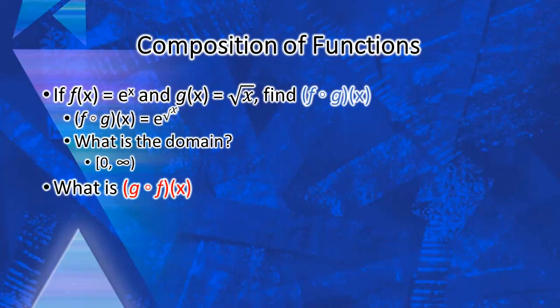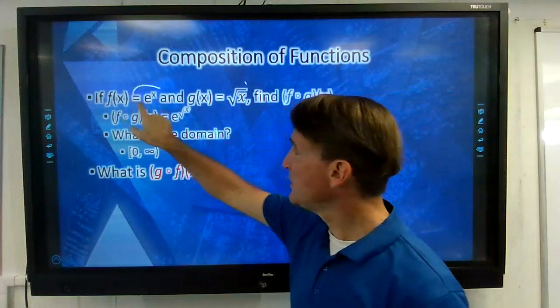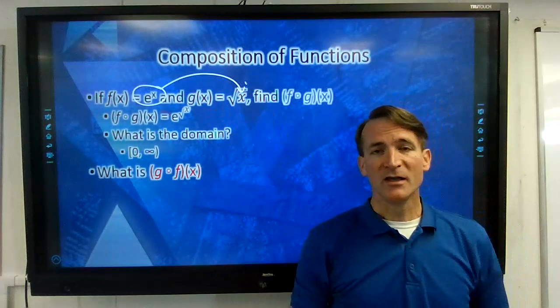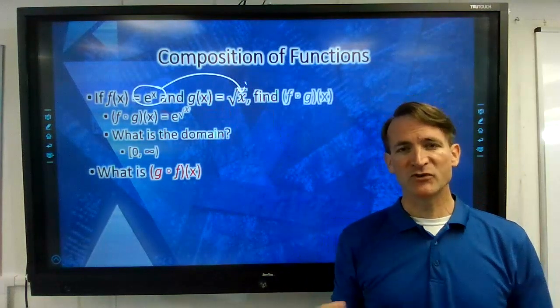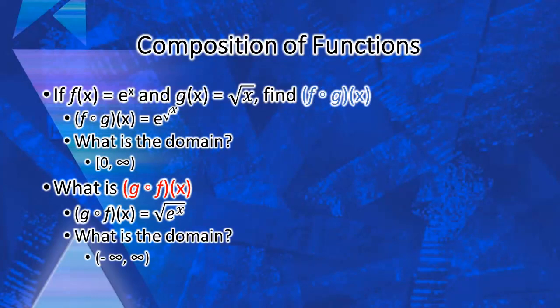What if we were to reverse these two? If I were to compose g from f, well, now I need to take my f function, which is e to the x, and I'm going to substitute it in for my x value in my g function. So now I have my composed function being the square root of e to the x. So what is my domain here? In this particular case, I can plug in any value for x, and my composed function will indeed work.